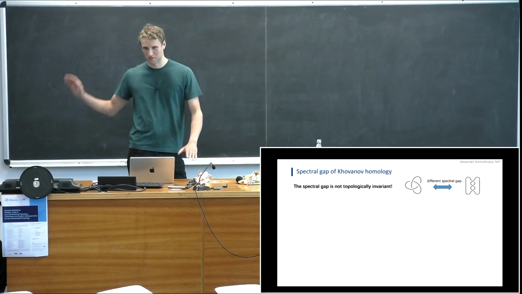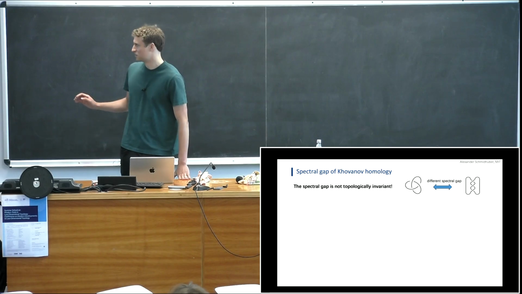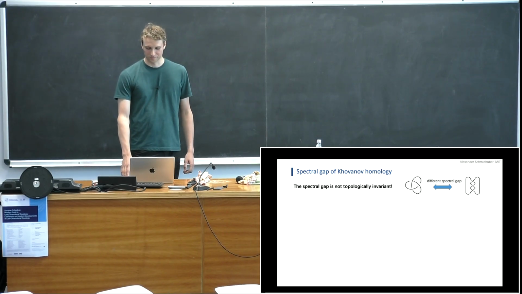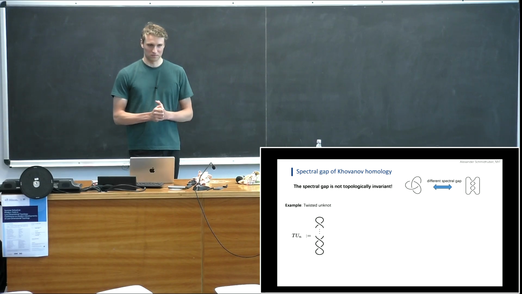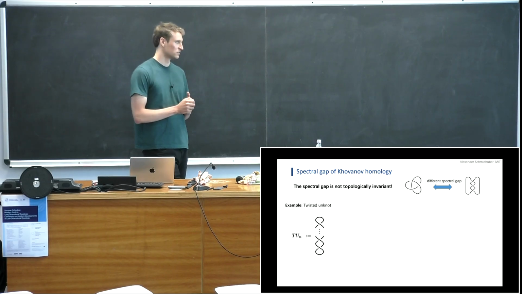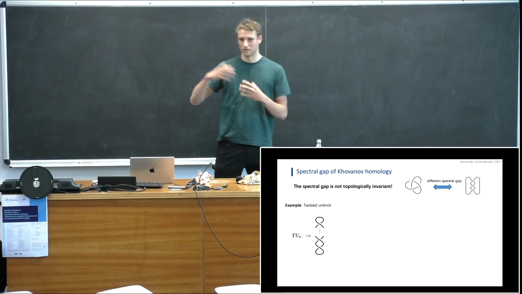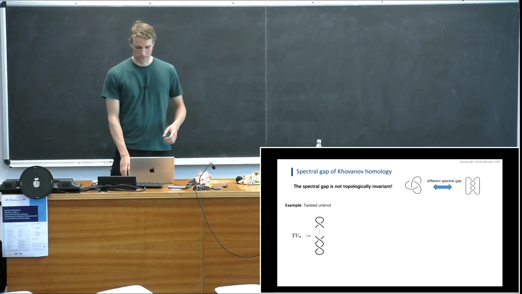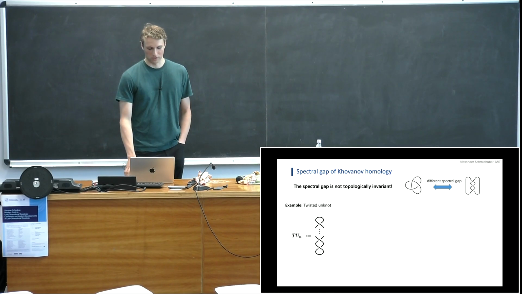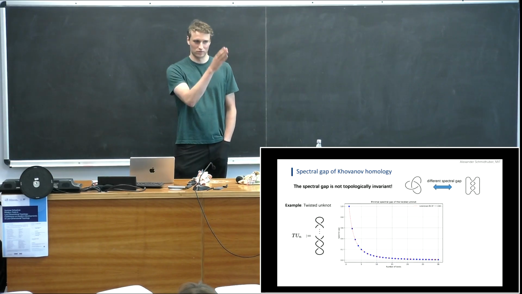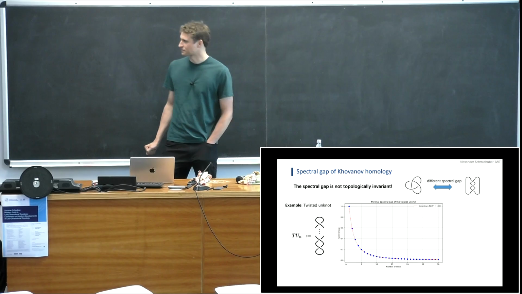So if you have two different representations of the same knot, then they might have different spectral gaps. Indeed, the simplest case to illustrate this is you just take the unknot and you twist it n times. You still have the unknot, but in some different representation now. So what's the spectral gap? Well, we just computed, and it turns out to decay with the number of twists.